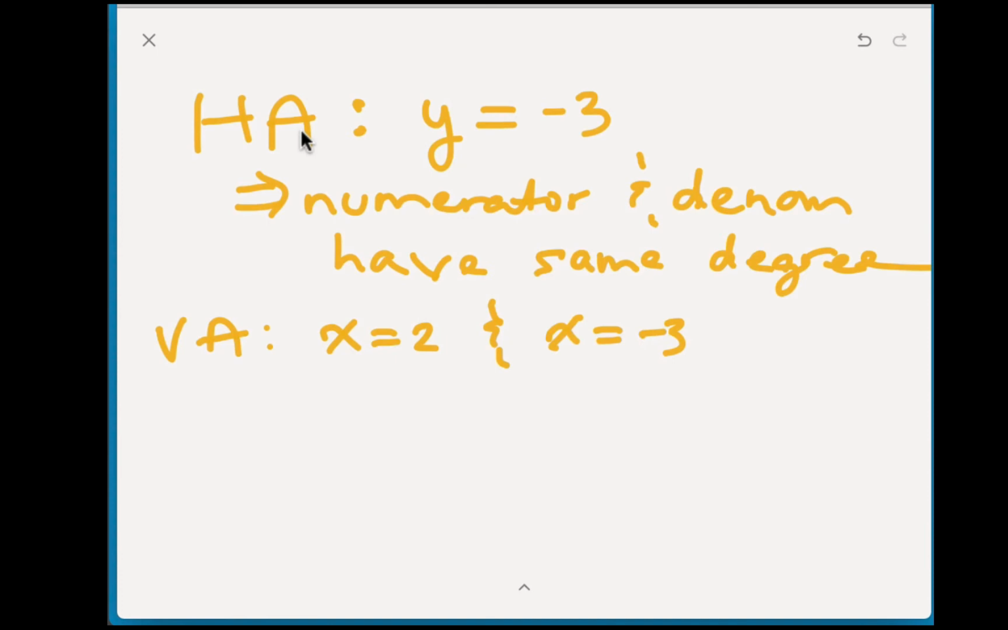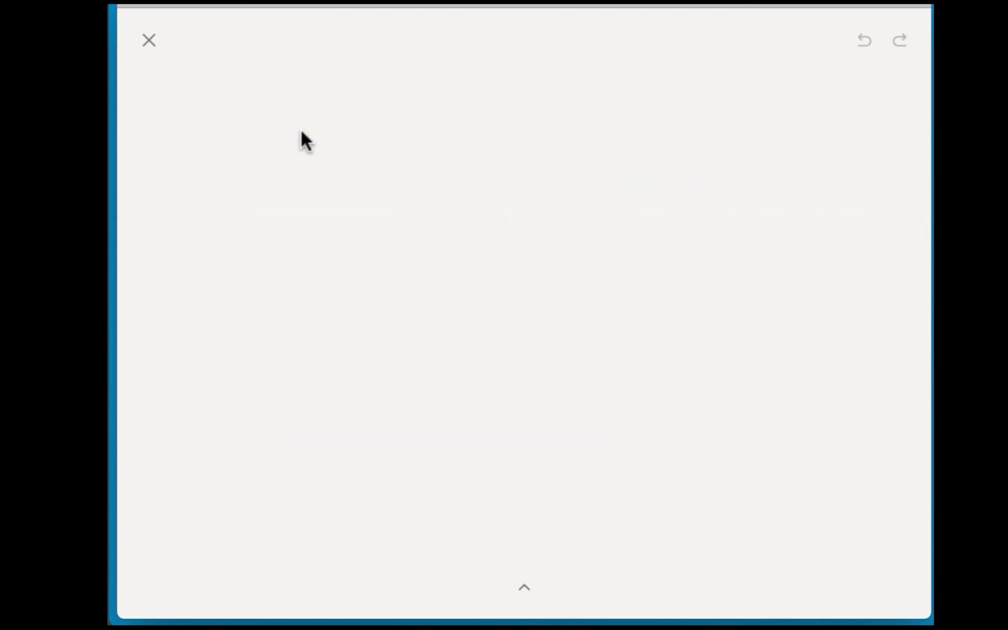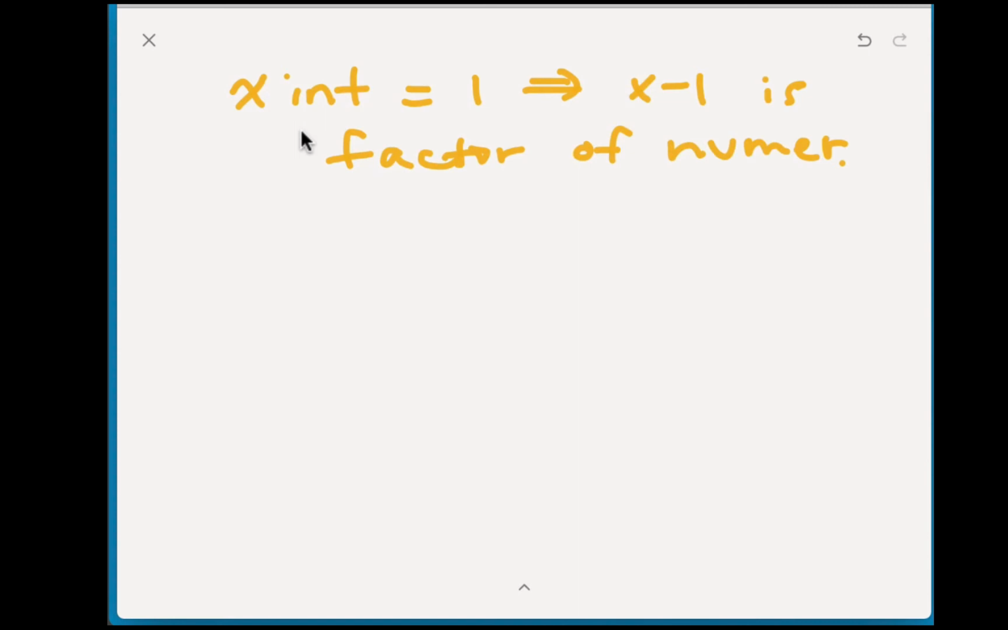What do you know about those then? The vertical asymptotes tell us that we are going to have factors x minus 2 and x minus -3 in the denominator. I also know that I have an x-intercept of 1. That tells me that x minus 1 is a factor of the numerator. So let's see what I have so far.